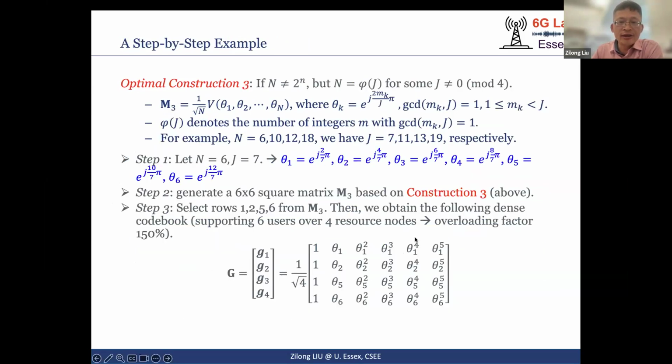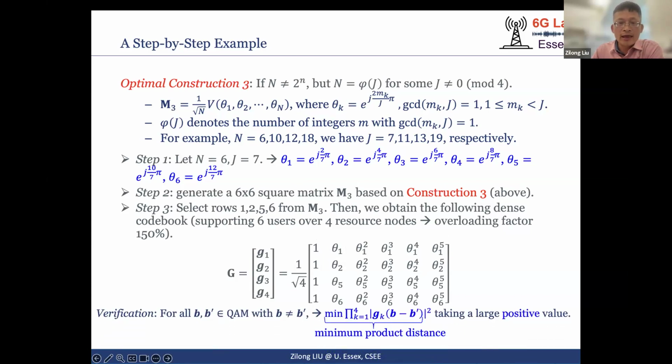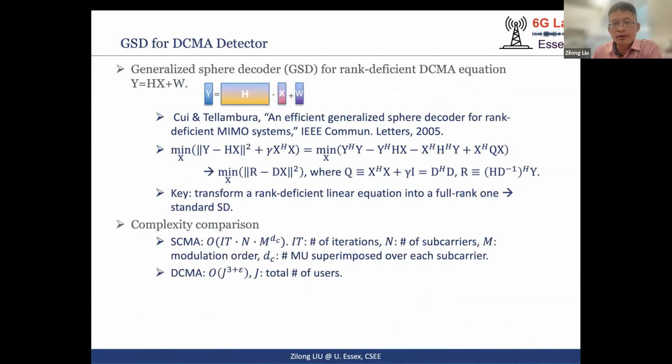And so our idea is to first generate such a Vandermonde square matrix, and then randomly select a few rows from such a square matrix, and based on that, we have one spreading sequence for layer 1 and one spreading sequence for layer 2. So moving on, the next question is how we are able to decode such a system. For that, we have used the generalized sphere decoder for such a rank-deficient DCMA system.